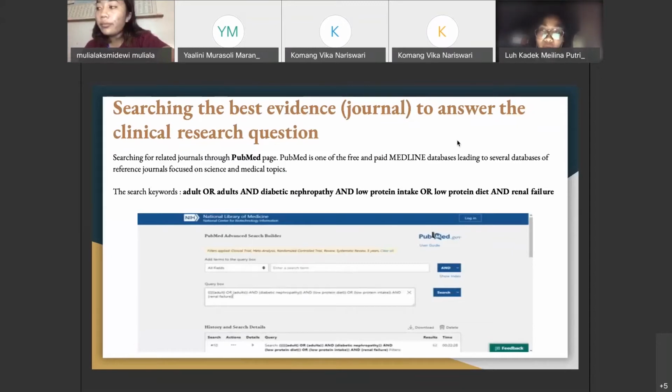The search keywords that we use to find the evidence are ESRD and diabetic nephropathy and low protein intake or low protein diet and renal failure. So the search for journals on PubMed is shown in the figures. Next.